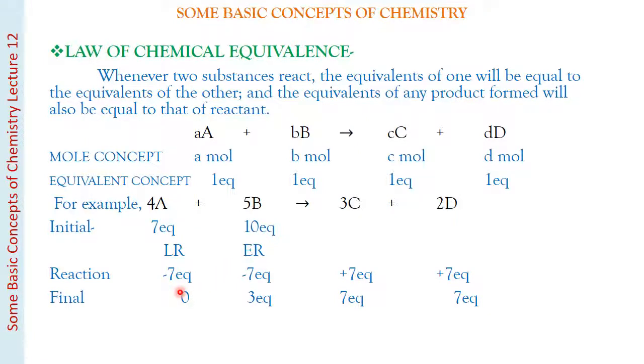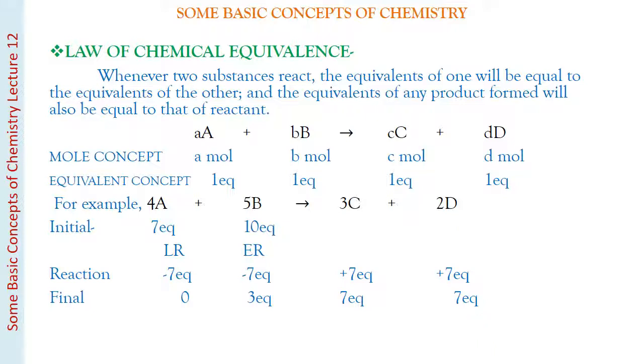Right? So 7 equivalents of A consumed, 7 equivalents of B consumed, 7 equivalents of C formed and 7 equivalents of D formed. And as a total, what is going to be left behind? A is going to be completely consumed in the reaction. 3 equivalents of B are going to be left behind, 7 equivalents of C and 7 equivalents of D. This is what is going to be formed as the products. So this is very simple to apply.